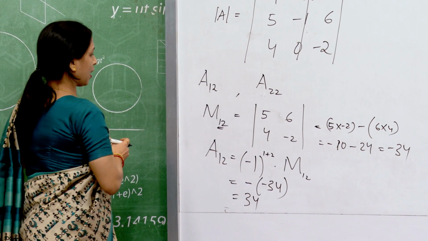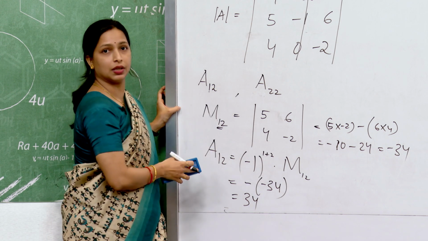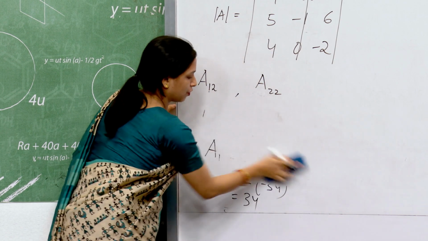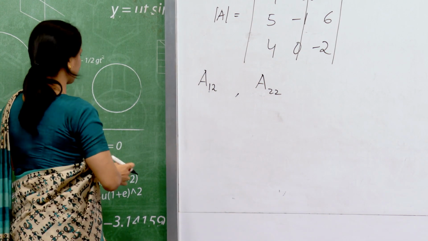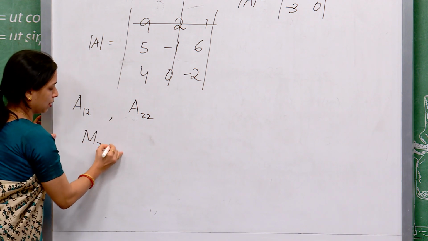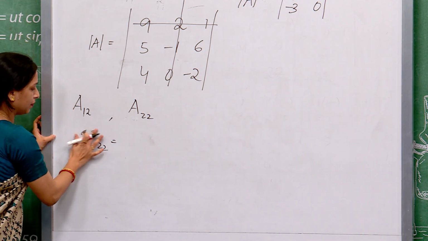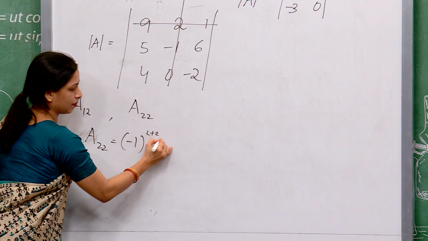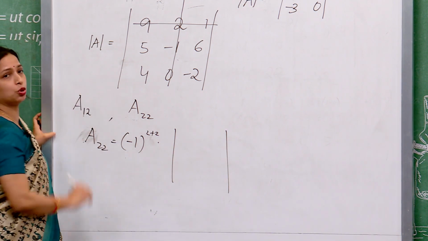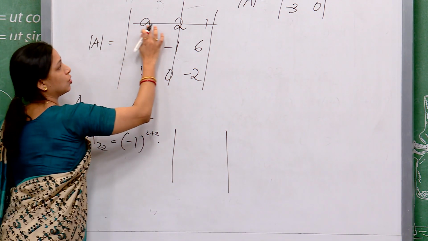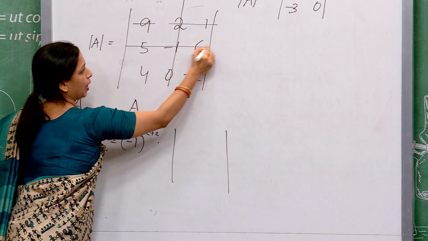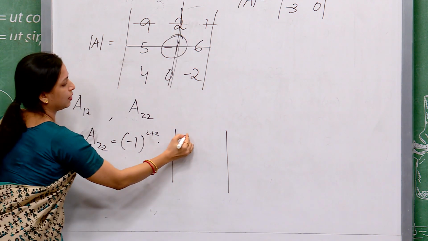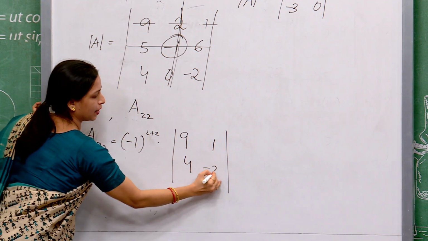Now, let us say next is the cofactor of A22, right. Now, we have to find out the cofactor of A22. We can directly write A22, then the position sign and then the second order determinant. A22 means second row, second column. So, second row and second column, that means minus 1. So, the resultant 9, 1, 4, minus 2.